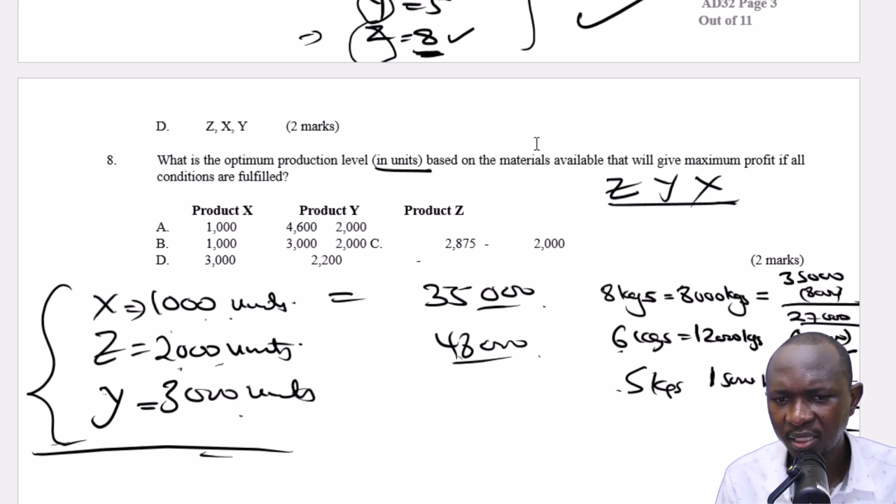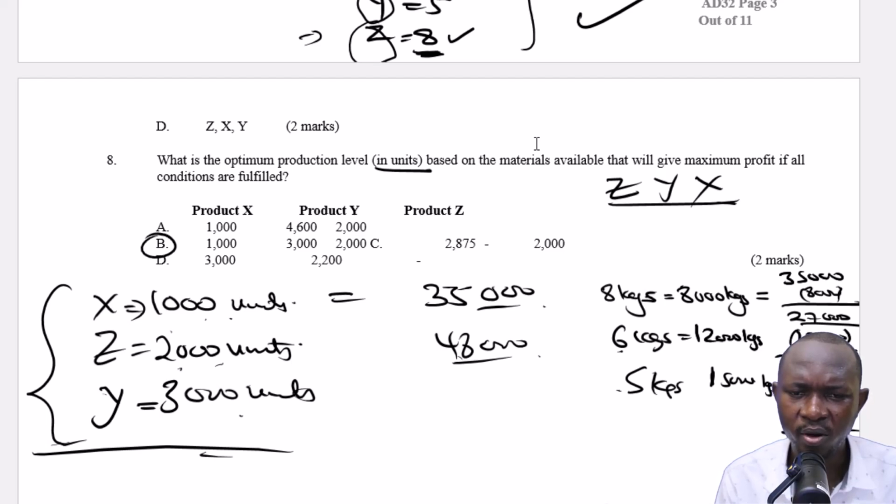So product A will produce 1,000, and it's because this is mandatory. Then we go to product Z, where we will produce 2,000. Yeah, product A 1,000, product Z 2,000. So this is correct. And then product Y 3,000. This is correct. So the correct answer looks like it is B.